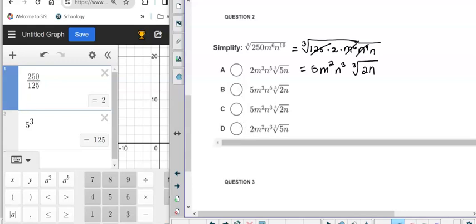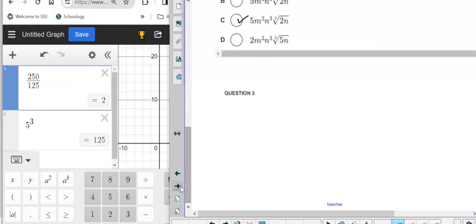5. There we go. Just being careful because they all look the same. All right.